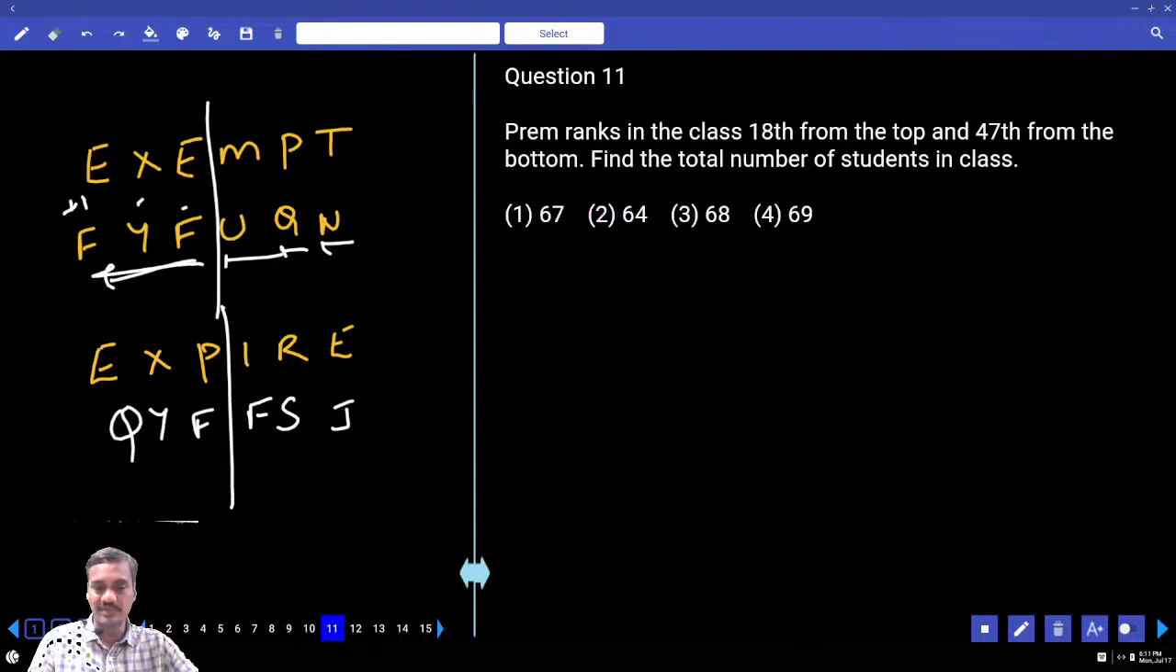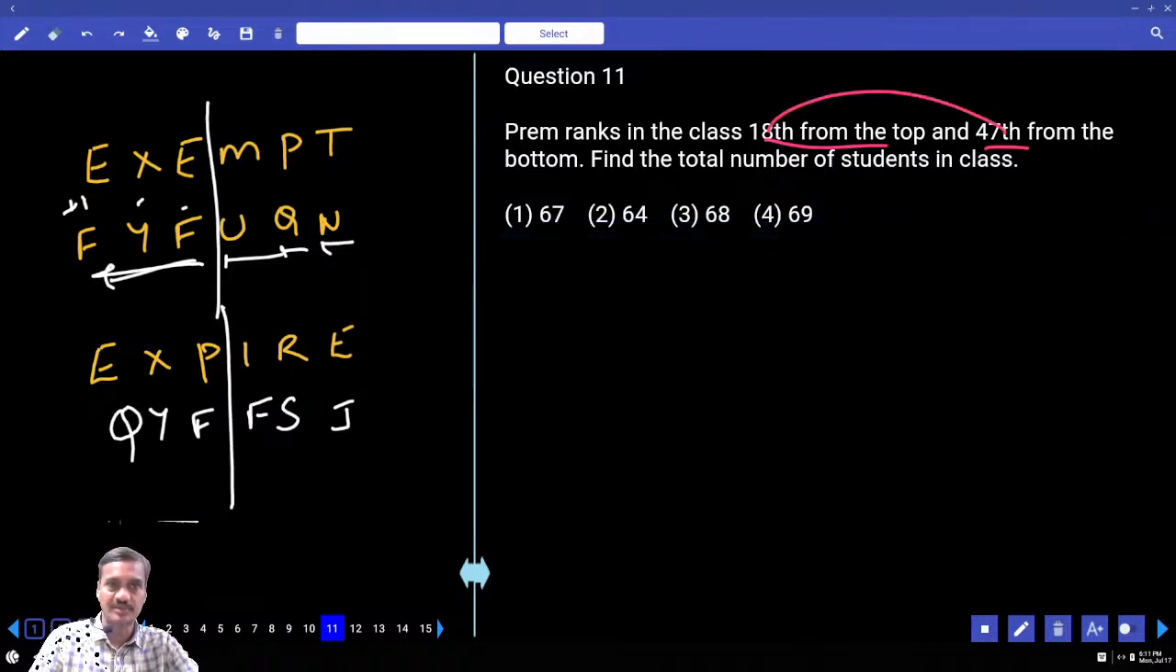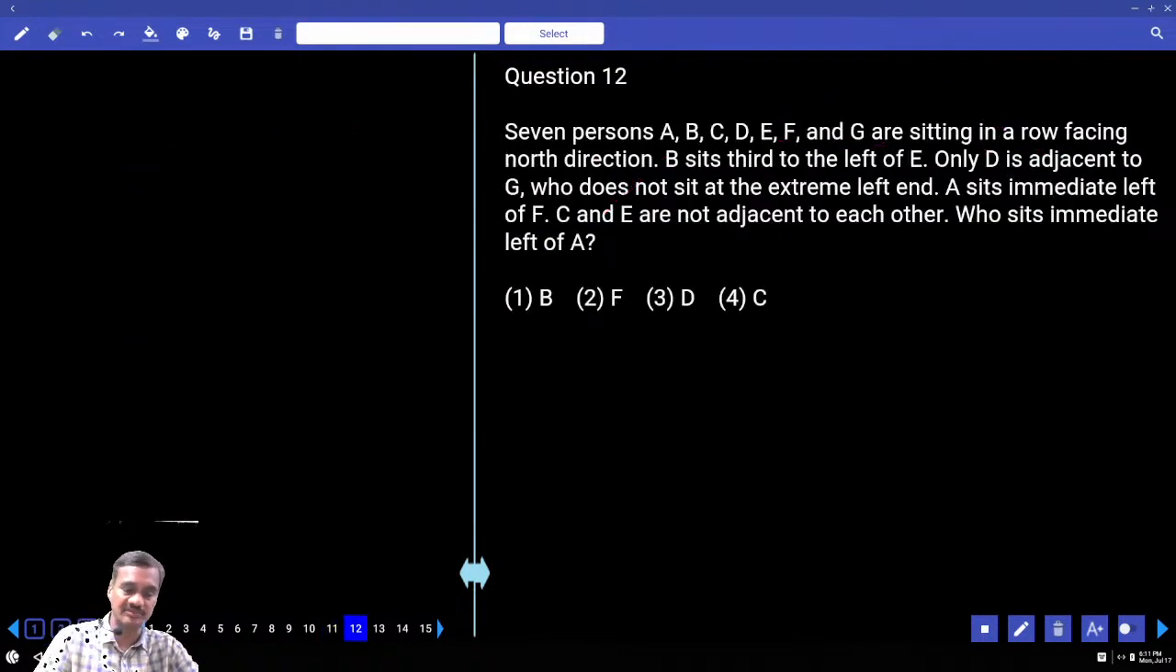And 11th one, Rama ranks 18 from the top and 47 from the bottom. Same person we are counting from both the sides. And sum of these two minus 1. 18 plus 47, 65. Minus 1, 64, choice 2. 11th one.